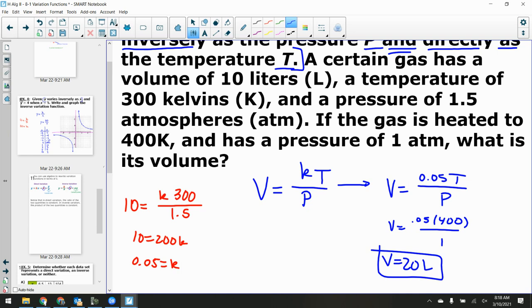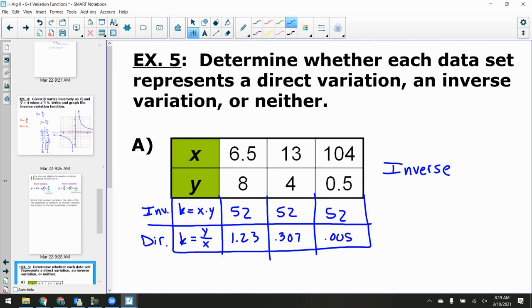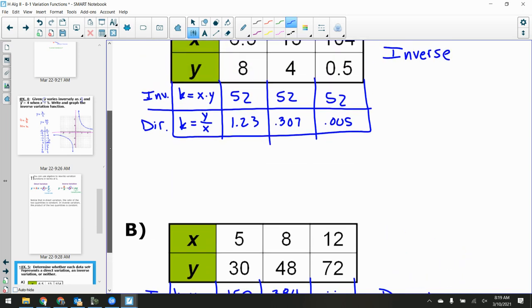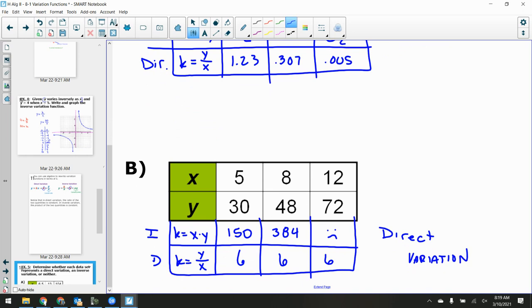Questions about that? Yeah. For the last one, like the determinant of direct or inverse, I mix these up. Or this? Yeah. Because our inverse is x times y. Yeah. So then you go down to the other inverse one and you divide it.